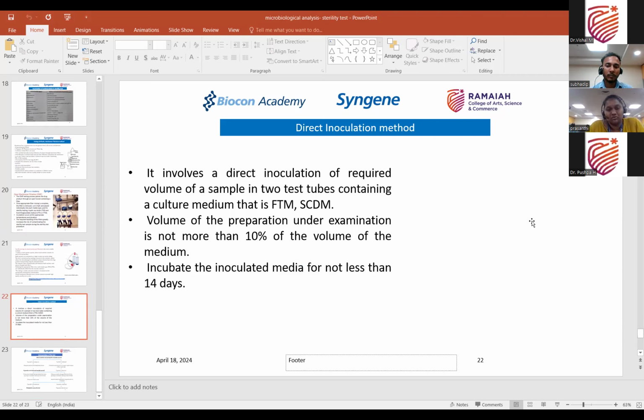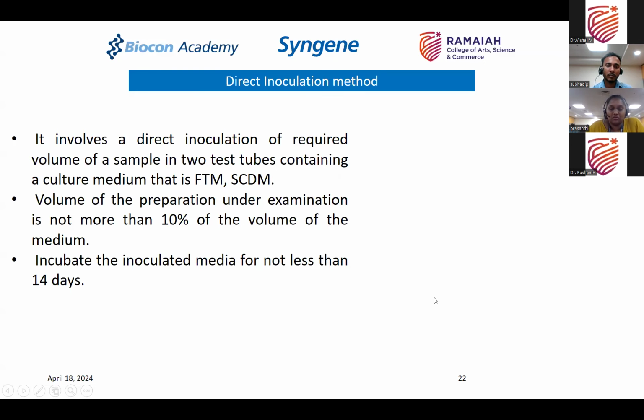So which are the different methods we can follow for sterility testing according to USP? There are many more methods, but these are the different techniques as per USP. One is the membrane filtration method, which has two methods: the open system method and the closed system method. Another method is direct inoculation, where the sample you have to analyze is directly inoculated into the media, incubated, and checked for the presence or absence of growth.